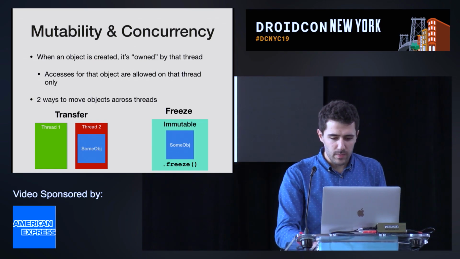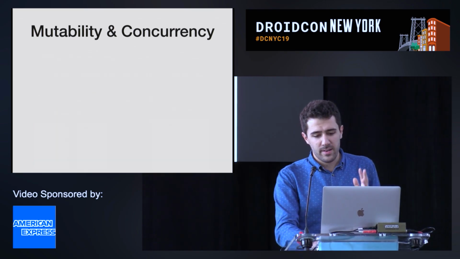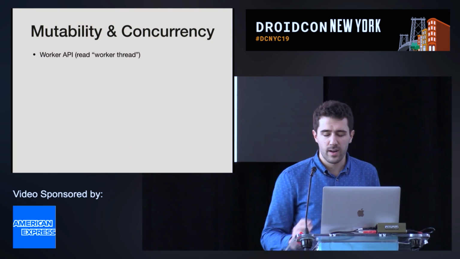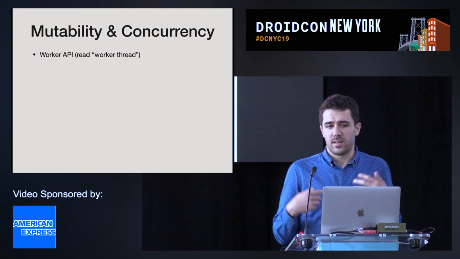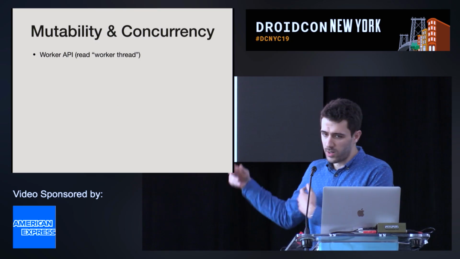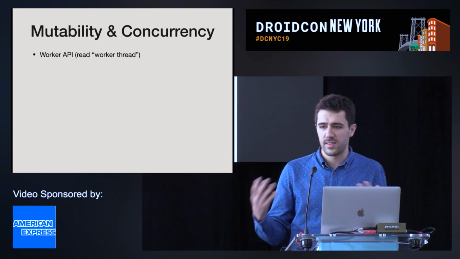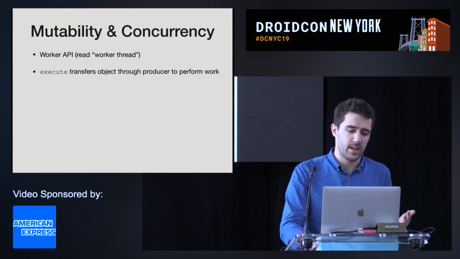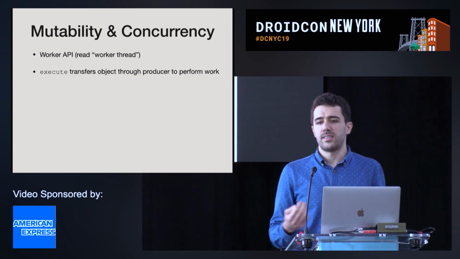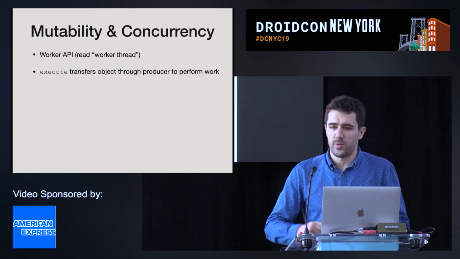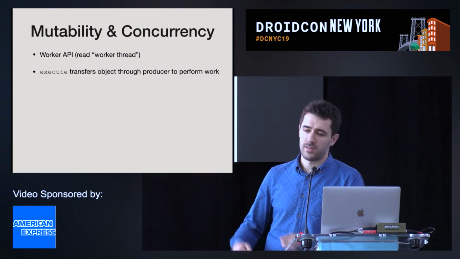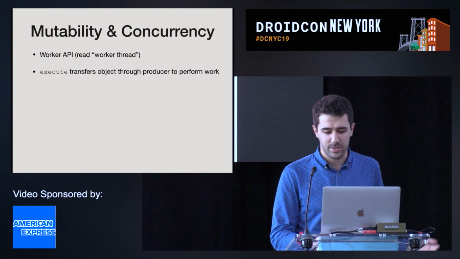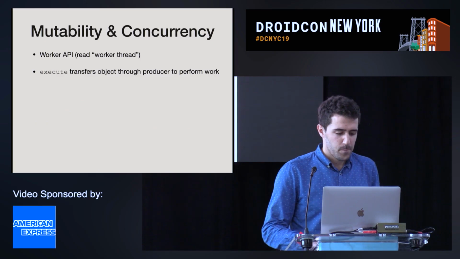All right. The other API that's important to understand when doing any kind of threading work in Kotlin Native is the Worker API. It's a class, and you can just read this as worker thread. Essentially, a background thread that is not the main thread. And it has one important function that we care about today, which is called execute. And I like to say that execute takes an object, transfers it through a producer for use in the background. And I'll show you what that means, and we'll work through an example, because that's a bit of a mouthful.